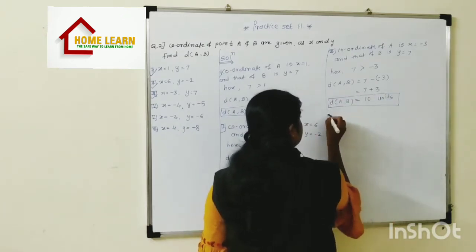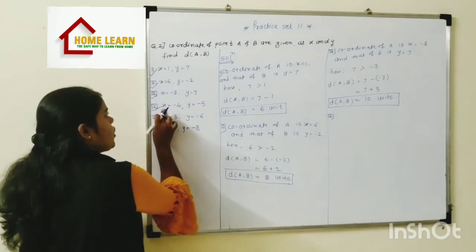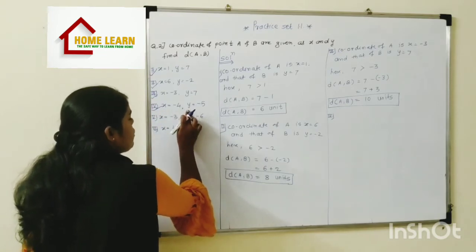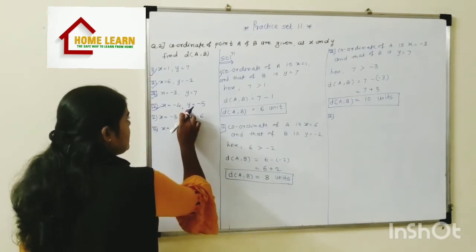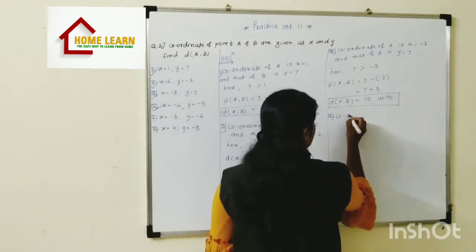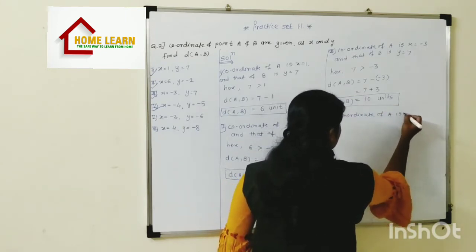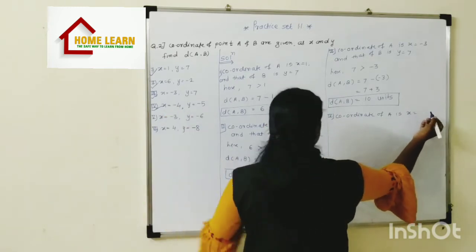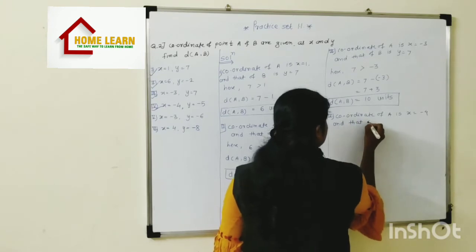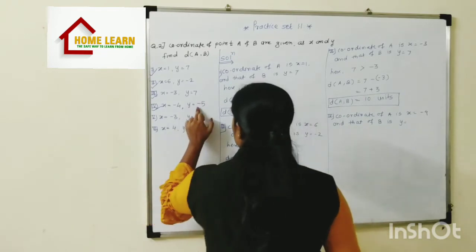Now the fourth one. See here, the coordinate of point A is x is equal to minus 4 and the coordinate of point B is y is equal to minus 5. Let's first write it. The coordinate of point A is x is equal to minus 4 and that of B is y is equal to minus 5.